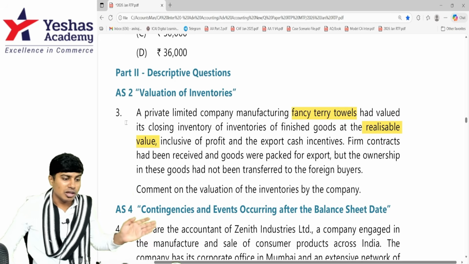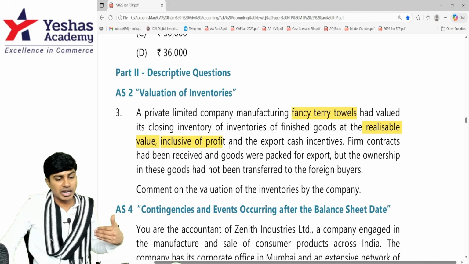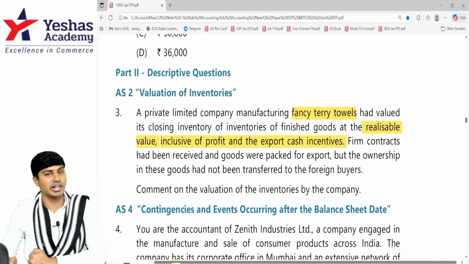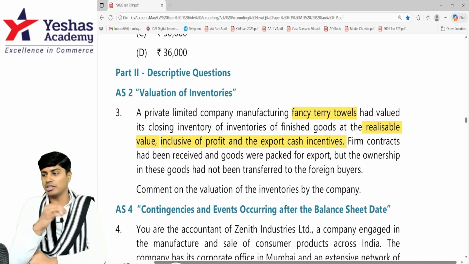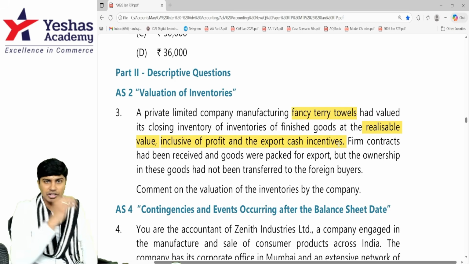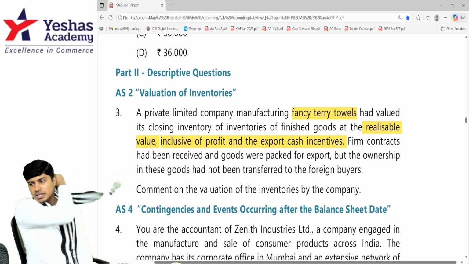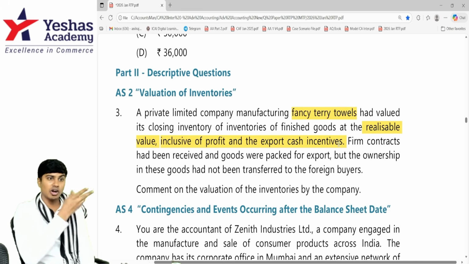But what are they doing? They're recording it at NRV inclusive of profit and export cash incentive. You understood where all this attitude is coming from? They've got one fancy forward contract. Some foreign dealer has given them a contract saying that you give all your fancy terry towels, we will buy. Let's say the manufacturing cost of each towel is 100 rupees. They're selling it for 1000 rupees. They got one contract to sell 1 lakh towels at 1000.